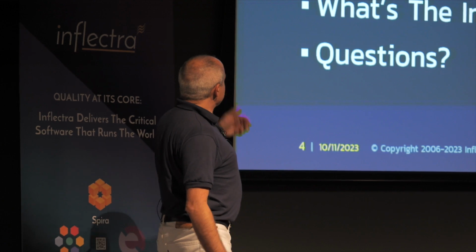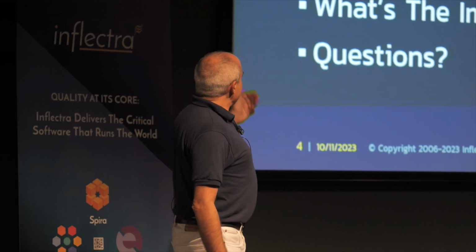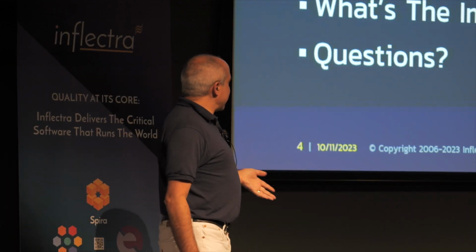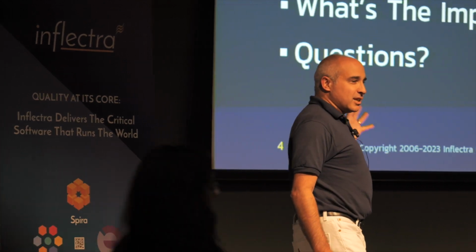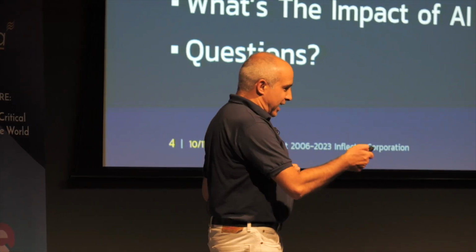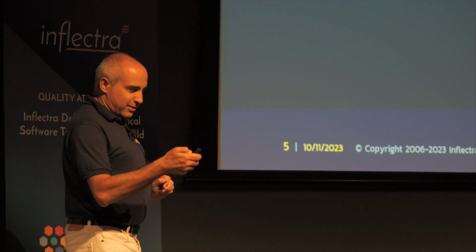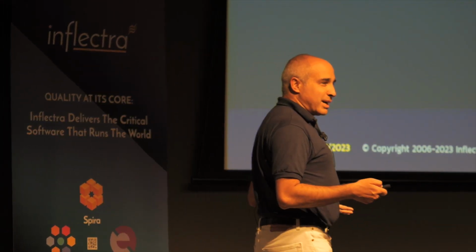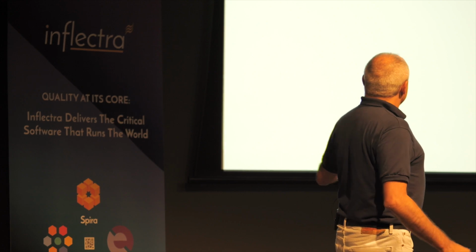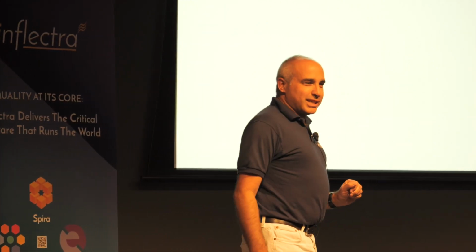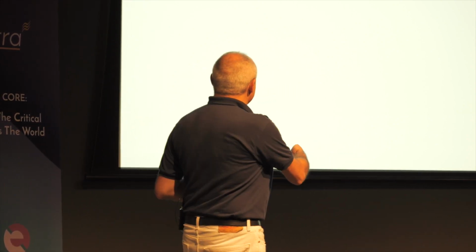So first of all, what is risk-based testing? What are the types of risks? How you use them in your test plan? How you can prioritize your testing using risks? And then AI and machine learning, and then questions if we have time, hopefully. So first of all, what is risk-based testing? Well, it's a method which uses the probability of risk to determine where to test, how to test, and what to test. Very simple.